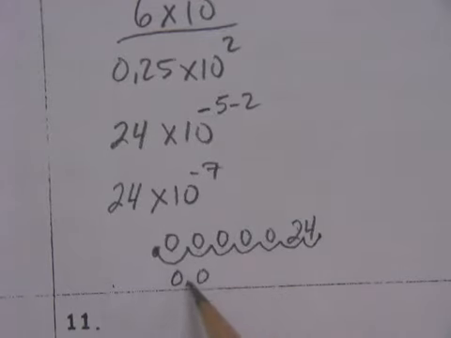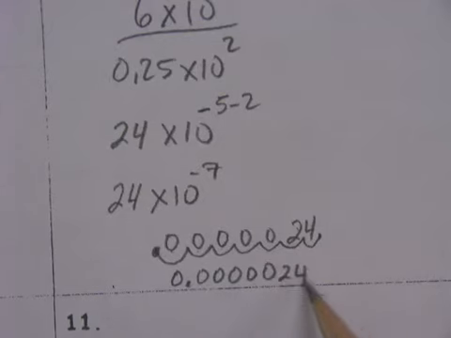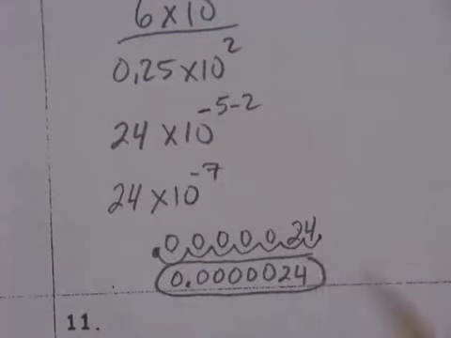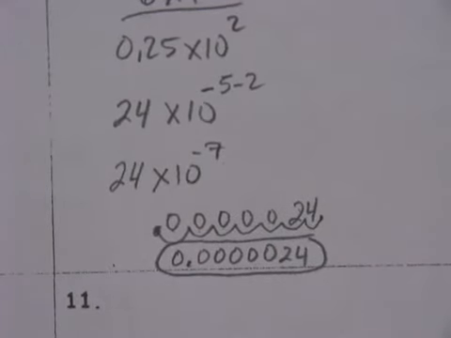0.12345, 5 zeros, and then a 2 and a 4. And there it is right there. Bam. There's number 8. Done.